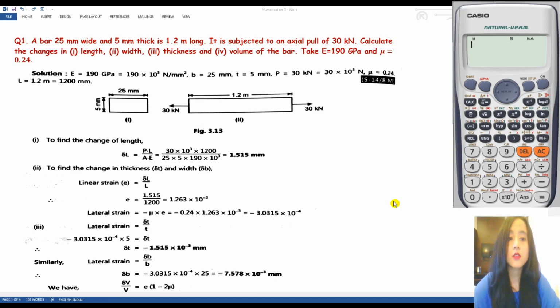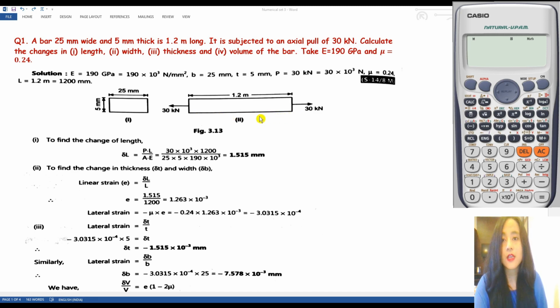In this question, there is a bar and वो bar पे force लग रहा है. कितना force लग रहा है? 30 kilonewton force लग रहा है. And कौन से टाइप का फोर्स लग रहा है? ये डायग्राम पे देखो, सेकंड डायग्राम पे here. It is a force that is pulling the material, and this kind of force is a tensile force.